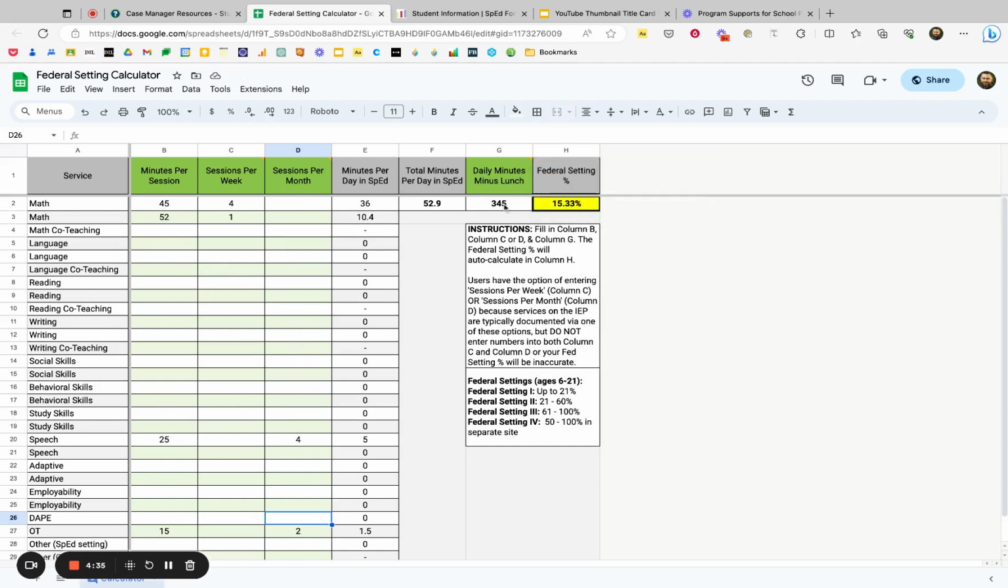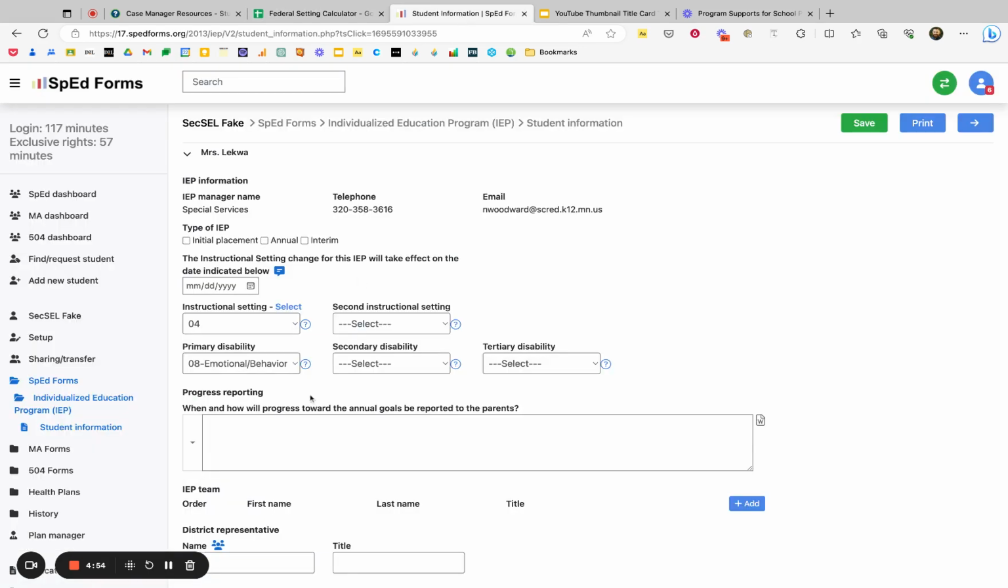So we've put in our total minutes, and it does all the math for us, and it's 15% of the student's day that they are in the special education setting. So that would take us up to federal setting 1, which is up to 21%. So we are still in federal setting 1. So for this student, we would pick setting 1 on that page. And that's how you calculate federal setting.